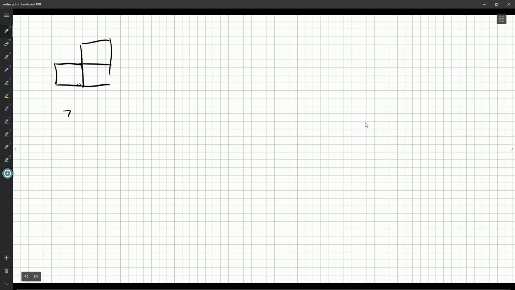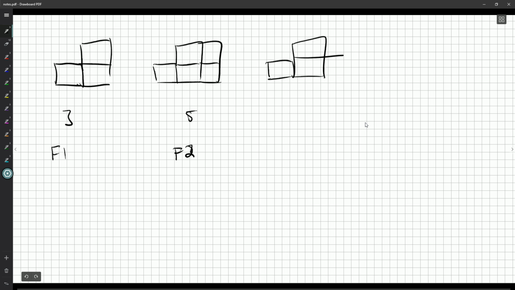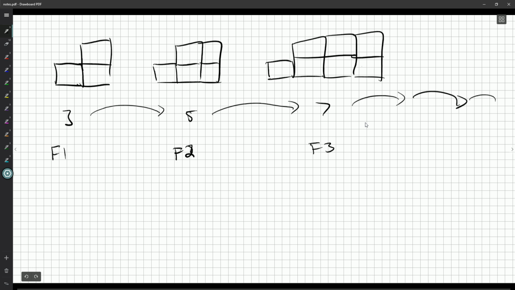So we get 3 squares for figure 1. And you add 2 more on to the next one to get figure 2. So now you've got 5 squares. And you're going to add 2 more on for figure 3, and that would be 7 squares. And so you might notice, okay, we just keep adding 2 squares each time. So you could say, all right, I just need to keep adding 2 the appropriate number of times.